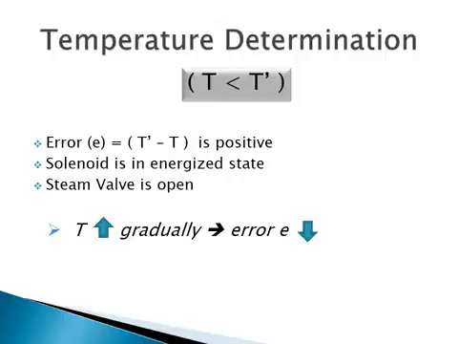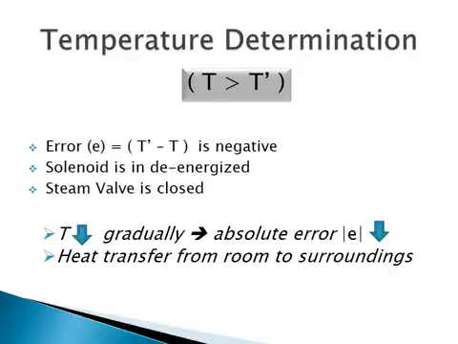The principle of operation of the temperature control system is that the actuator, which contains the solenoid and the steam valve, is made to operate according to the sequence in which one of the two possible situations specified here has come about at a given time. In situation 1, the controlled variable T assumes a value below the desired temperature T dash, or in other words, the error E, which is the difference between the desired temperature T dash and T, is positive. In this situation, the solenoid is in an energized state and the steam valve is open. As T gradually increases, the error E also decreases.